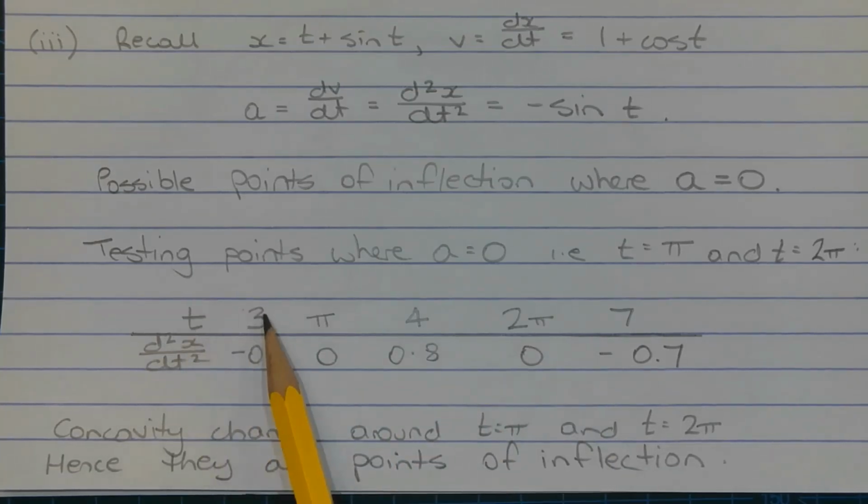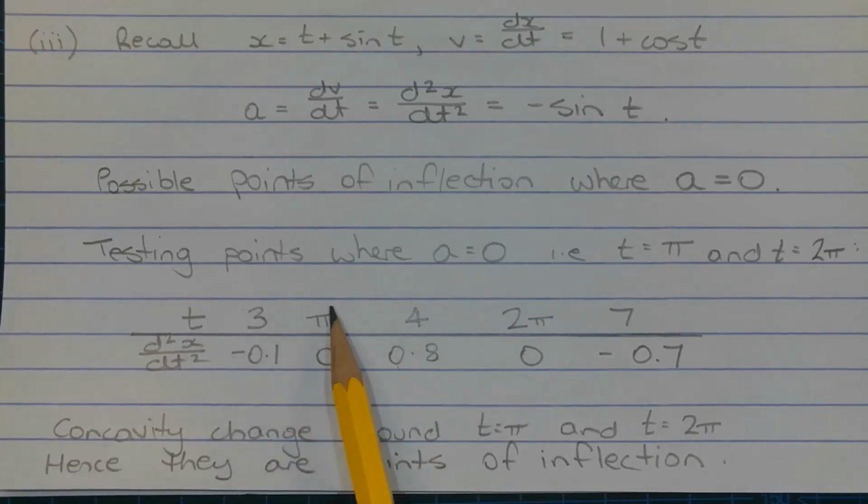So when t is equal to 3, the second derivative is equal to negative 0.1. And when t is equal to 4, the second derivative is equal to 0.8. So we have a negative second derivative here, a positive second derivative here. When t equals pi, the second derivative is 0. So we have a change of concavity around t equals pi, so that is a point of inflection.